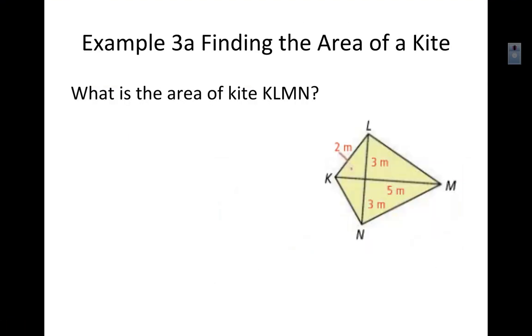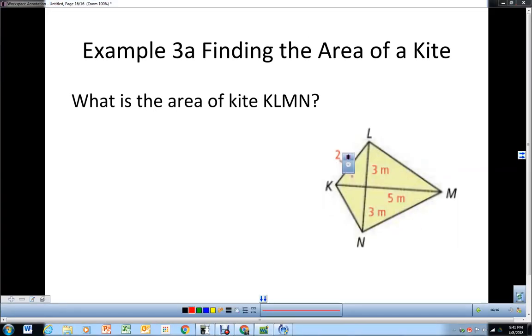All right, so the first one, example 3a. What is the area of kite KLMN? So, first thing we're going to do, and let me redraw this picture here, let you know what this number 2 is referring to. We're going to write this is a kite, so the area is equal to 1/2 diagonal 1 times diagonal 2. A lot of people forget this is diagonal 1 times diagonal 2. No plus or minus, just all multiplication.